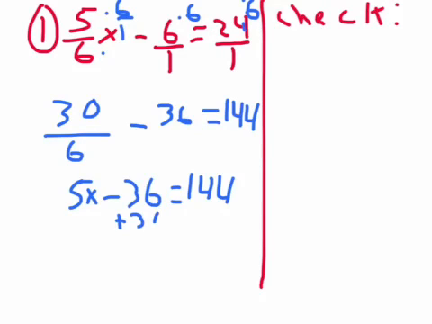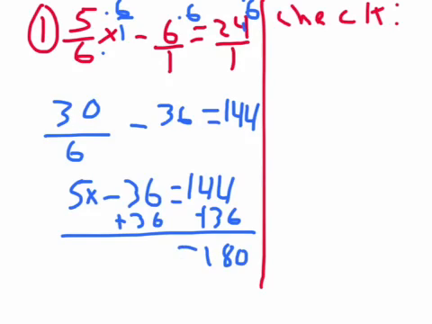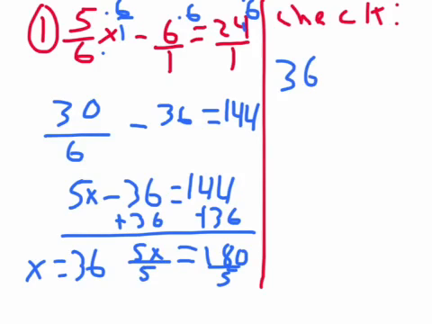Plus 36 plus 36. You end up with 180 equals 5x, and then you can divide both sides by 5, and you end up with x equals 36. And as you saw in the last problem, that would check, so 36 would equal 36. Two different ways of doing it.